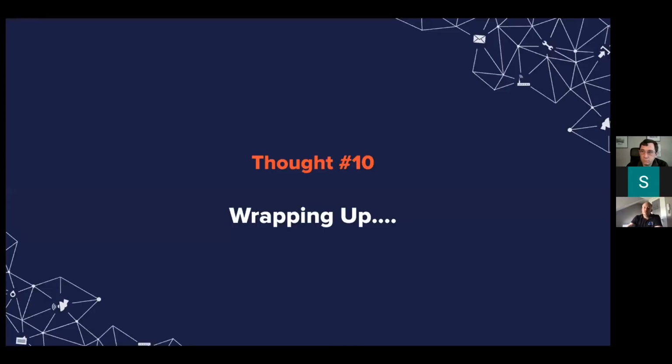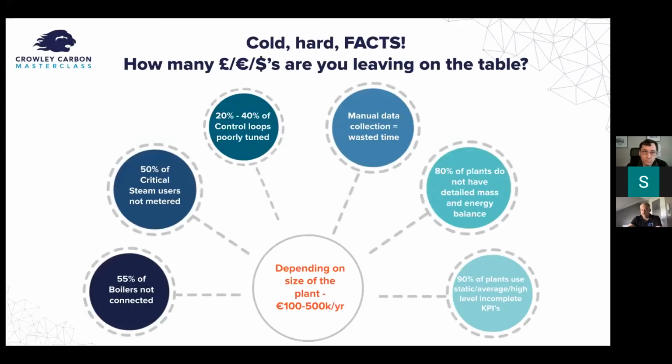So wrapping up, thought number 10. From our observations on a range of industrial sites, even large commercial sites, most utility systems, 55% on average, boilers and associated utility systems are not connected. They're not integrated into a SCADA system or one central network. Steam users, big users of energy, often at least half, don't even have a meter on them, generally because steam meters are quite expensive and quite difficult to install as well.